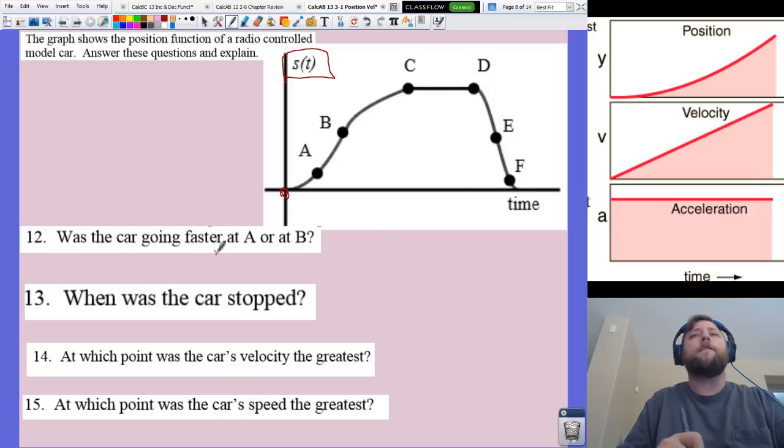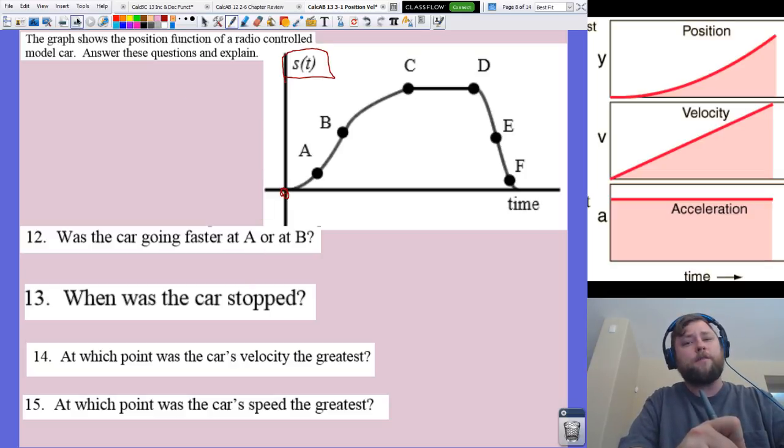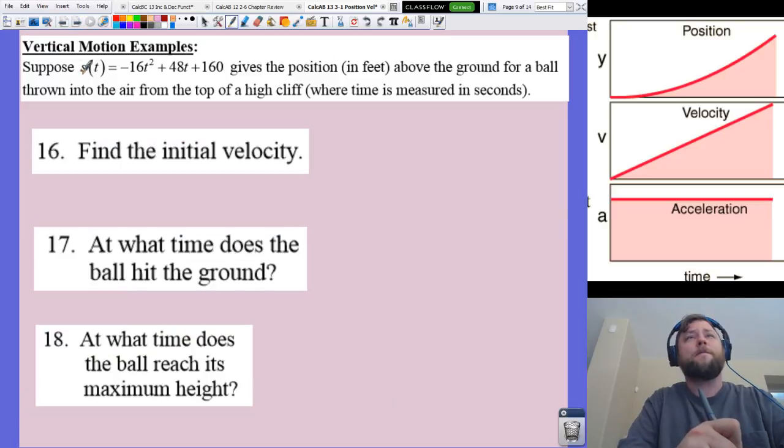So is the car going faster at A or B? Think about these, but we'll probably save these for class because I think those will be easier to explain. So I want you to think about these, but we'll talk about it in class.